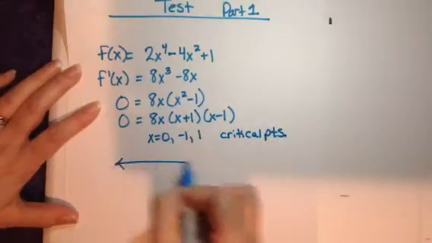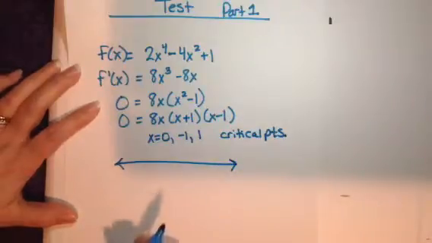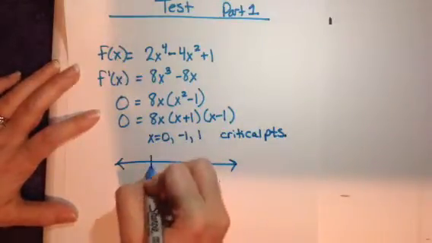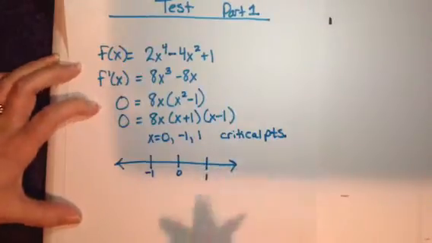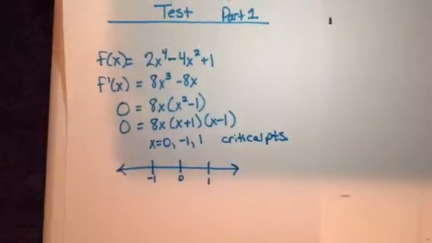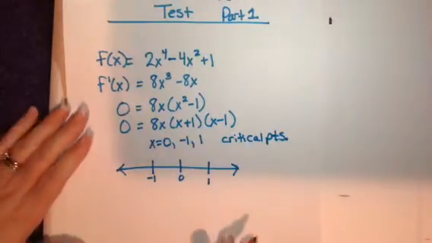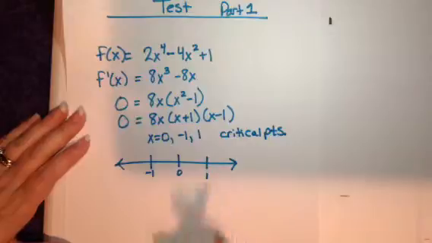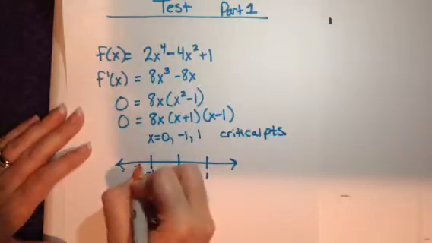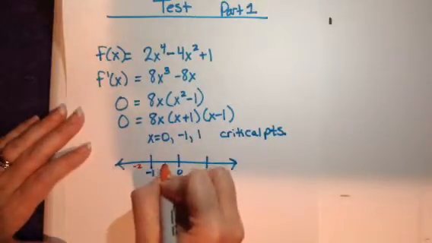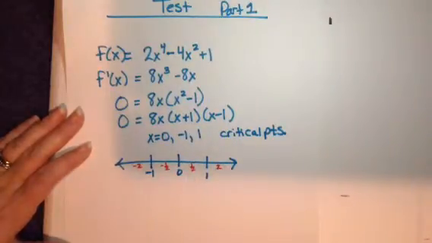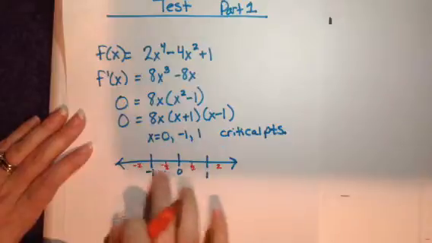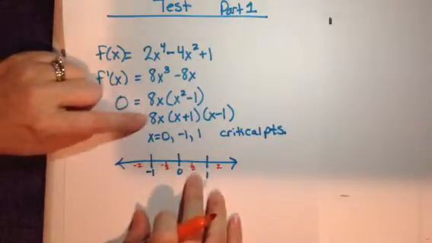So I'm going to draw a number line, which is going to be my sign diagram. I'm going to put negative 1 here, 0 here, and 1 here. I'm going to take these points and choose values for x around them. Let's choose negative 2, negative 1/2, 1/2, and 2. And I'm going to be plugging these values into the derivative.